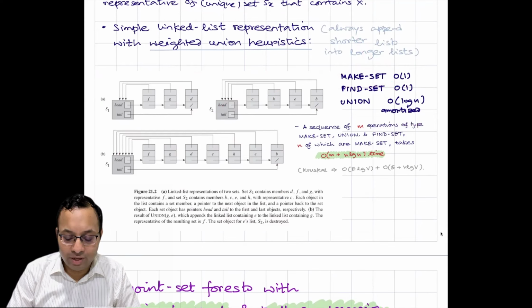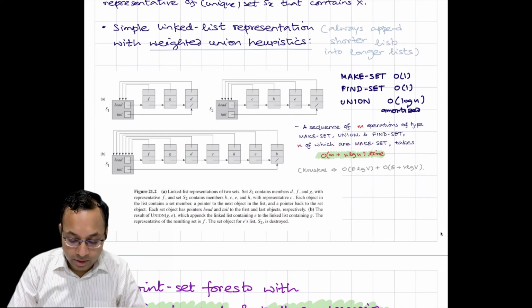And they showed that a sequence of m operations of type make set, union, and find set, n of which are make set, will take order m plus n log n time. And that's what we apply in Kruskal. Total m will become order e log v, and this n log n will become, sorry, here the number of make sets was v only. There are v vertices. So you will take v log v, and the number of operations we had was order e plus v, and then e log v was the sorting time.